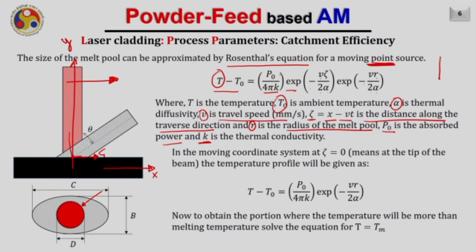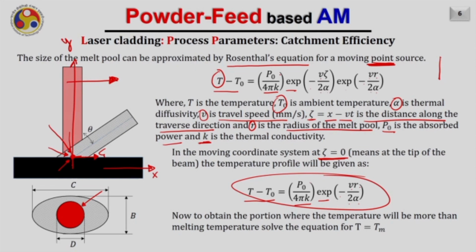Now in the moving coordinate system, which is at the tip of the molten pool, because xi corresponds to the moving coordinate system and I am considering just the tip, the value of xi at this location will be equal to 0, meaning at the tip of the beam. Therefore the temperature profile at this particular point will be T minus T naught equals P naught divided by 4 pi K times exponential of minus V R by 2 alpha. So this is the temperature distribution. Of course we are considering that we are sitting on top of it, like in the moving coordinate system.